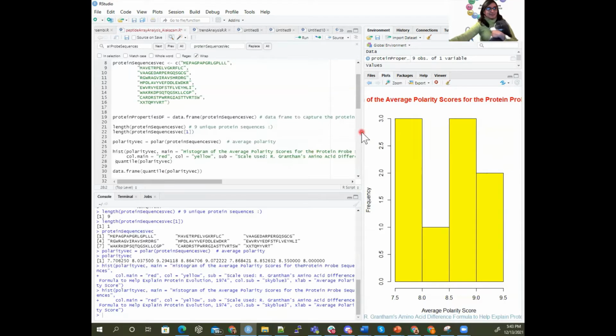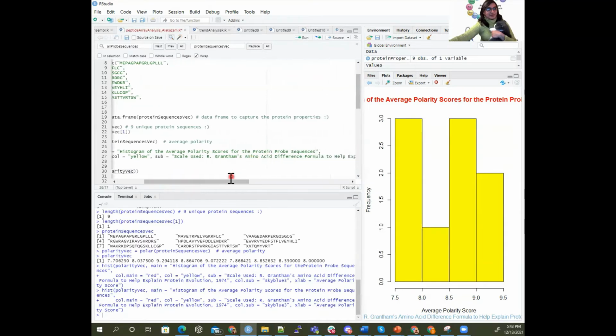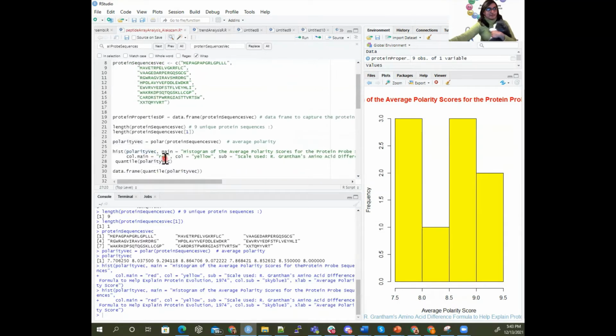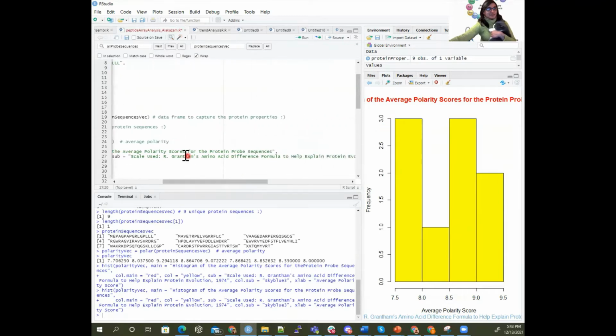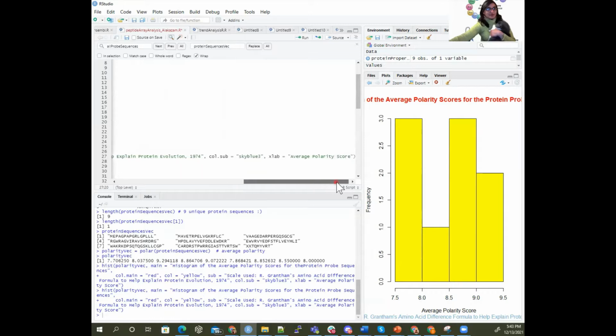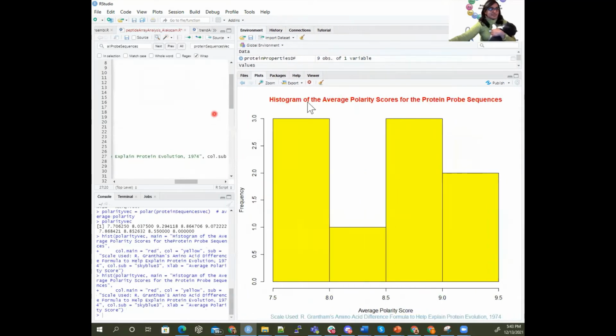When you plot the histogram, all you do is take the polarity vector, and you can have your title here. I have the color of the title that I want, and the color of the bars. I have a subtitle: the scale used is Grantham's amino acid difference formula to help explain protein evolution, 1974. I just used a few different parameters here, but this is the histogram.